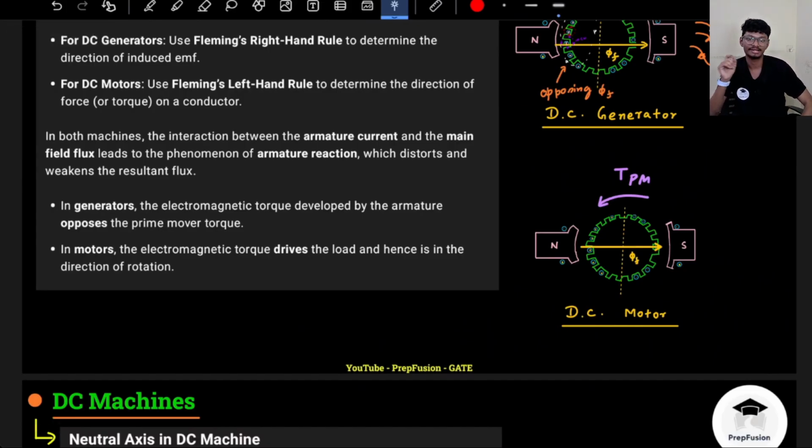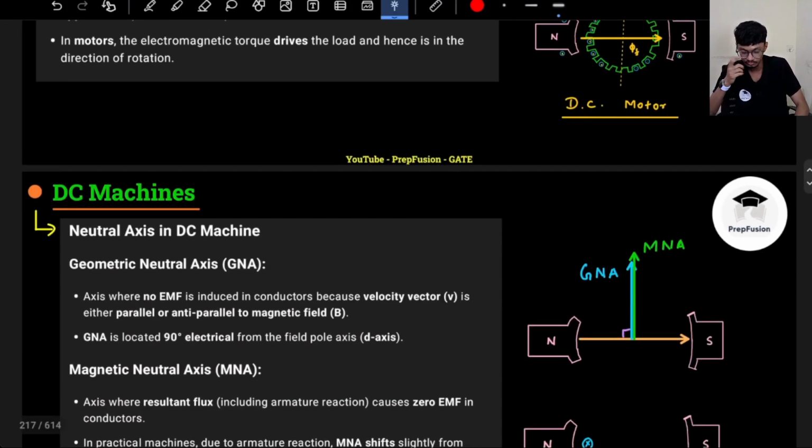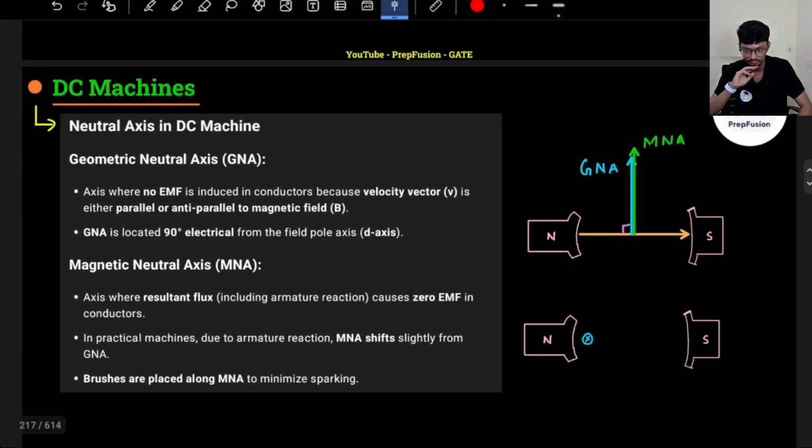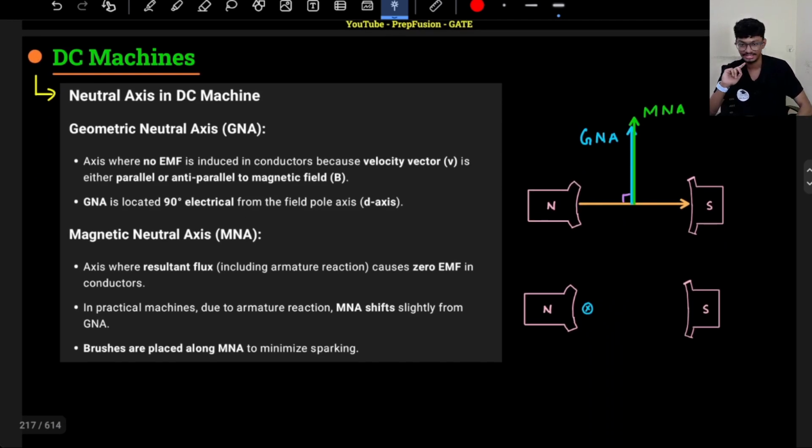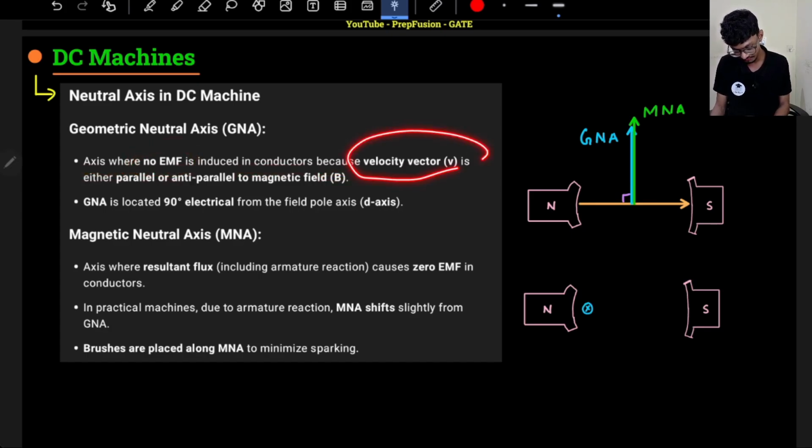Now let's discuss a few technical terms. The first one of them is the GNA and MNA. What is GNA and MNA? GNA, also known as the geometrical neutral axis, is the axis where no EMF is induced in conductors because the velocity vector is either parallel or anti-parallel to the magnetic field. Basically, it means that it is geometrical.